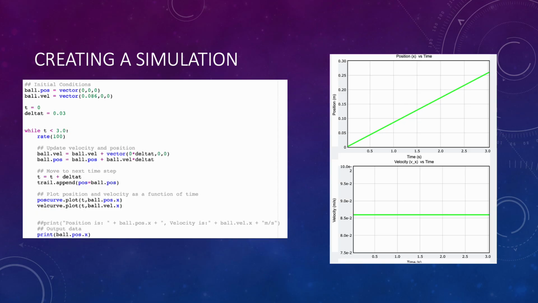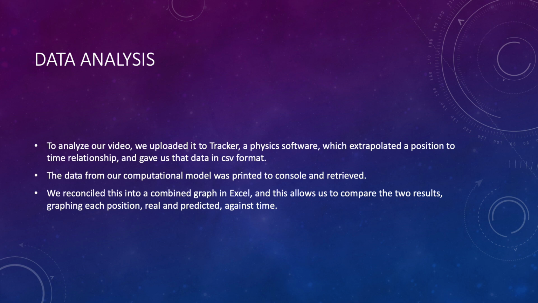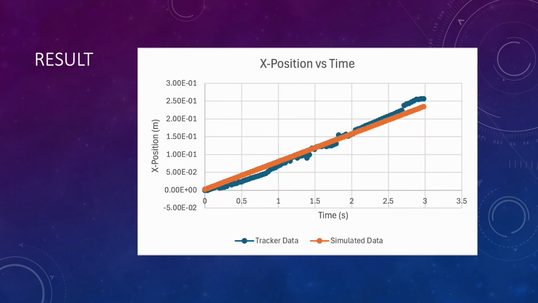In terms of data analysis, we needed to analyze our video now. So we uploaded that to Tracker, a physics software, which extrapolated a position to time relationship, and we retrieved that data in CSV format. The data from our computational model was, as we said, printed out, and we retrieved that as well. We can reconcile this into a combined line graph in Excel and compare the two results and see how well they fit. So here is that graph.